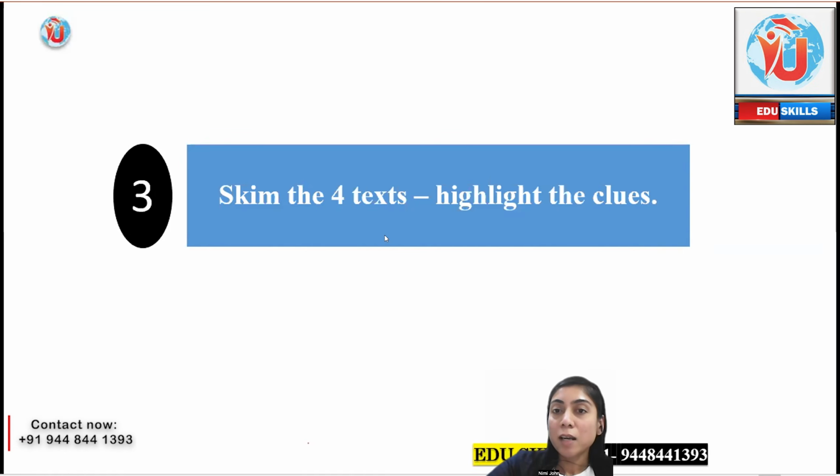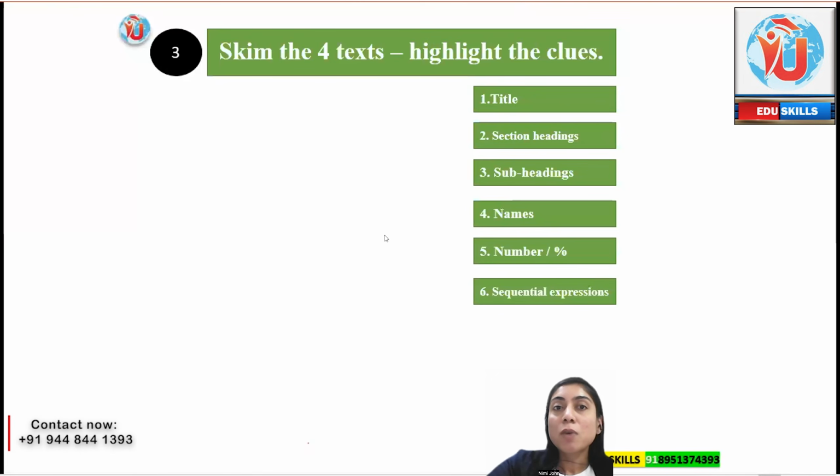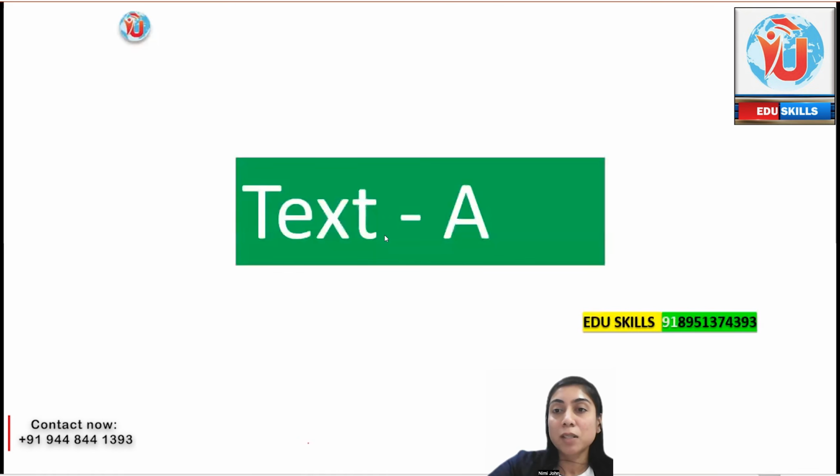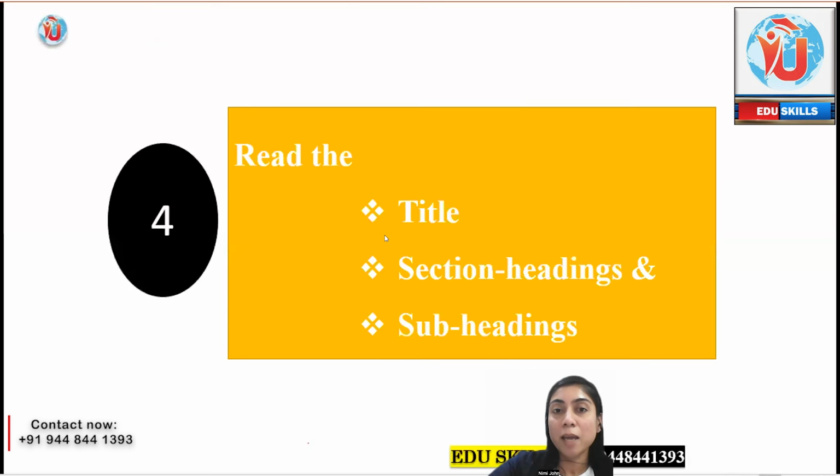Then skim the text, highlight the clues. So while you are skimming, search for the title, and if there is no title, read the first sentence, the topic sentence, to find out the title. Then the section heading, maybe one text has 2 paragraphs. So maybe there is one section heading, and maybe 2 subheadings. So you find that out, and there is a name, number or percentage, sequential expression, time expression, scale, adjectives or negative expression. So now we are moving to the text A.